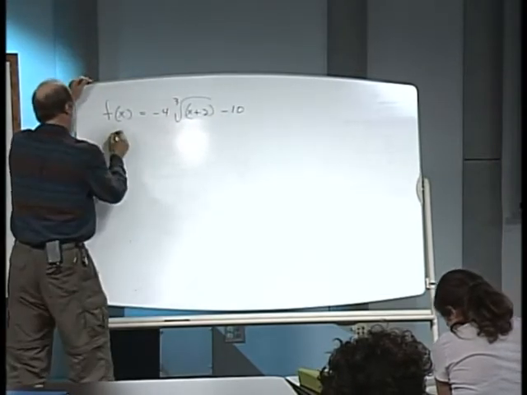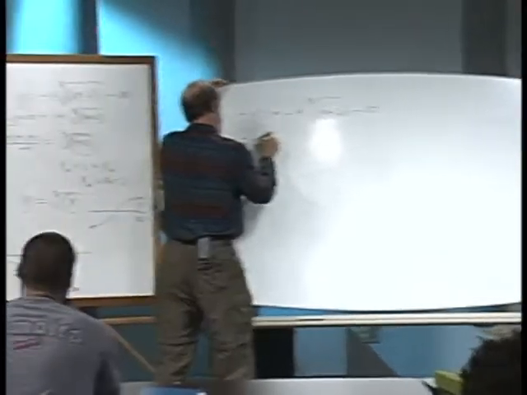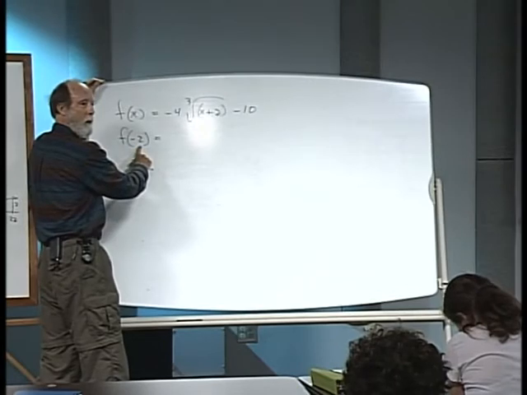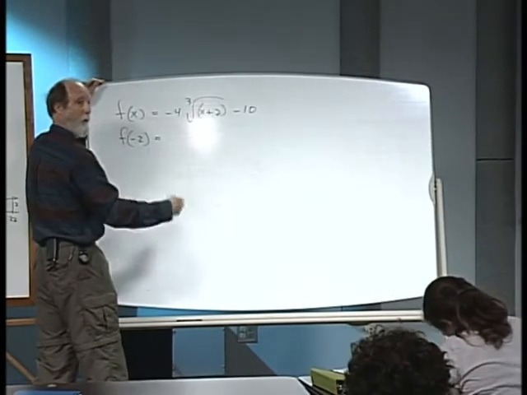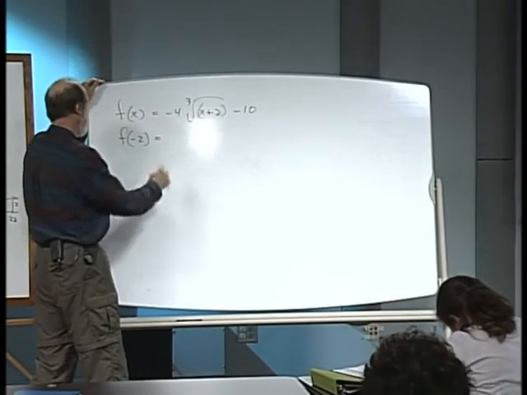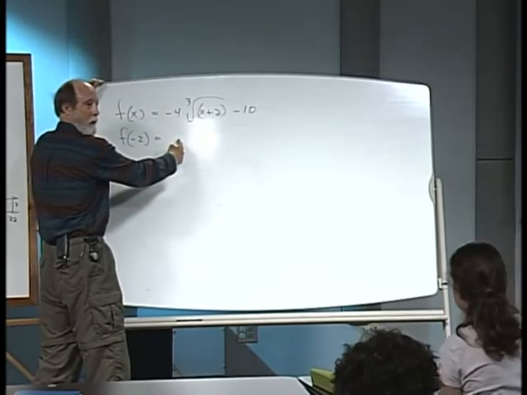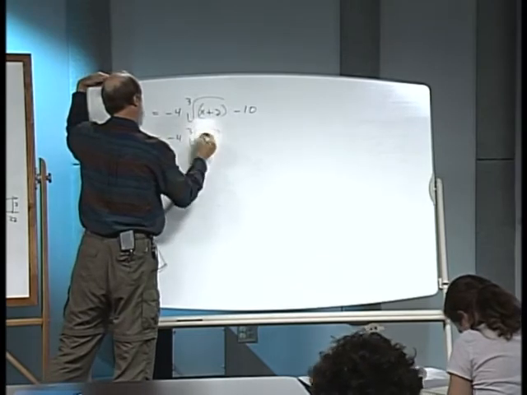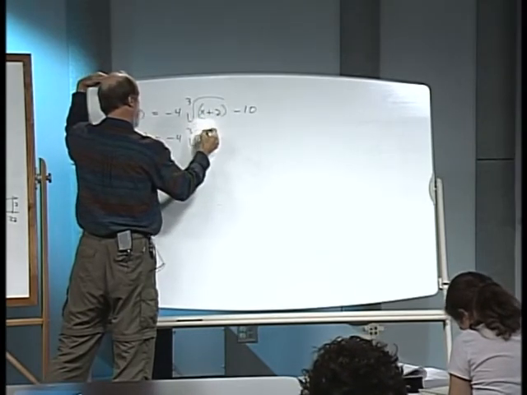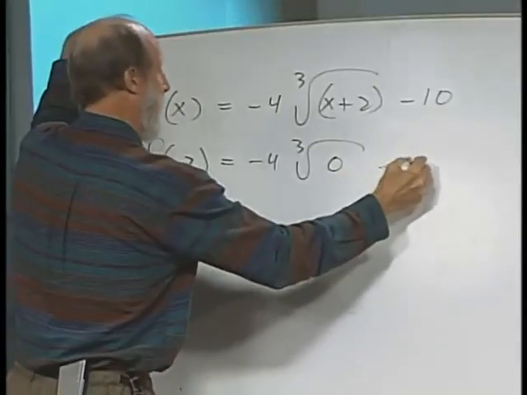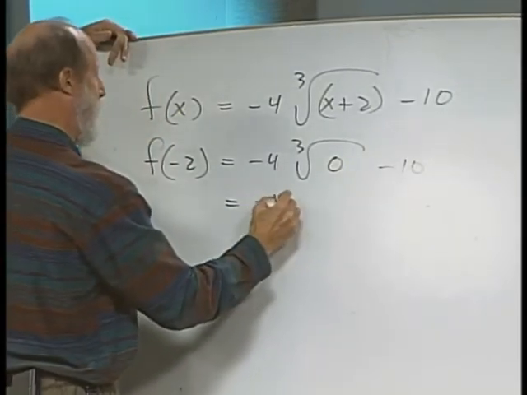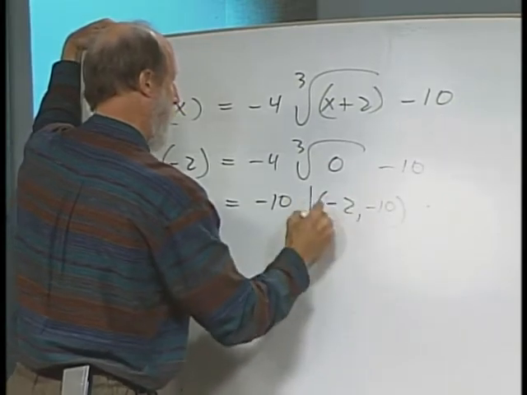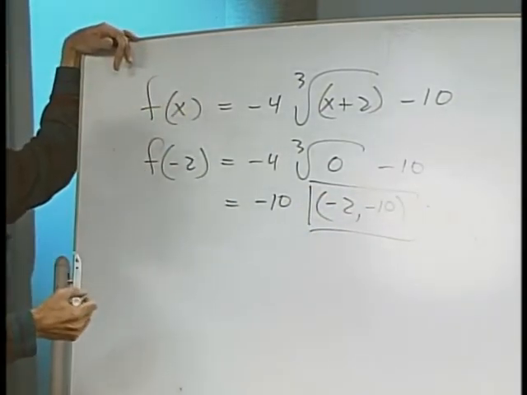Watch this. If we come in here and insert a -2, we better get -10 as an output, shouldn't we? So if you put -2 in here, look what happens. Cube root of 0, minus 10, and what do you get? -10. There's that important point. Okay?